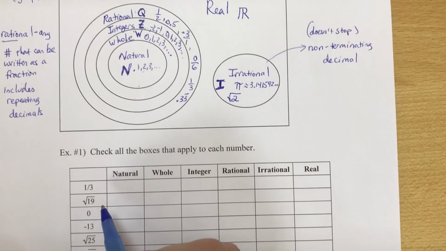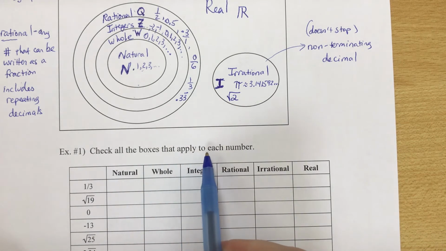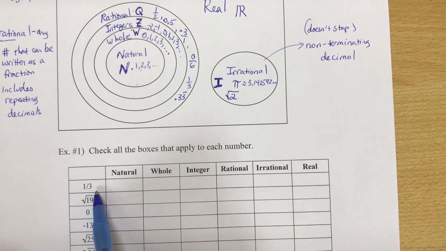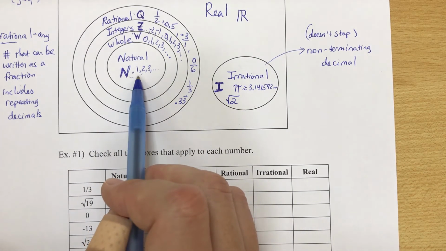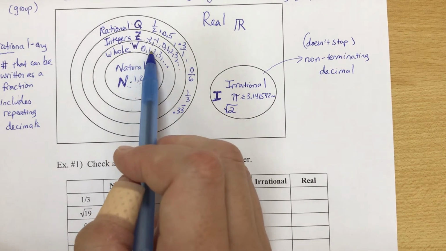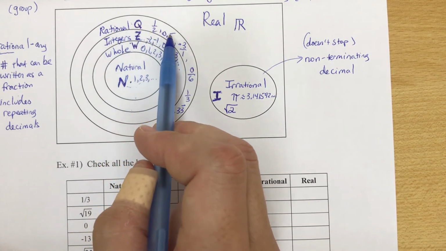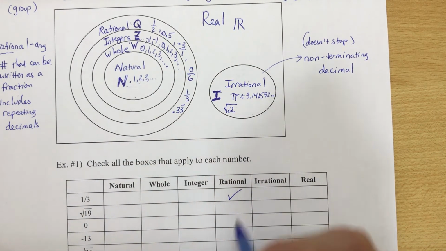So let's try example 1 here. Check all the boxes that apply to each number. And the first one is 1/3. That's a fraction. Well, that's not natural. It's not whole or integers. 1/3 is a rational number. That is a fraction, so it is rational. So I'm going to check rational.